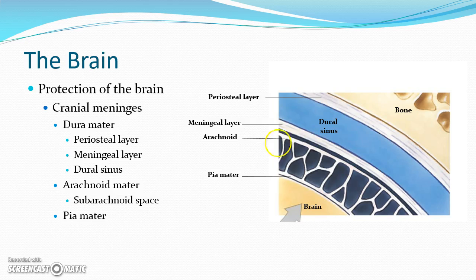The arachnoid, or arachnoid mater, is named because of the space underneath it, the subarachnoid space, and that's because it looks kind of like a spider web. This is the middle layer of the meninges. Then the very delicate inner layer is called the pia mater, and the pia mater will follow every groove and ridge of the brain. All of those gyri and sulci of the brain will have some pia mater in it.